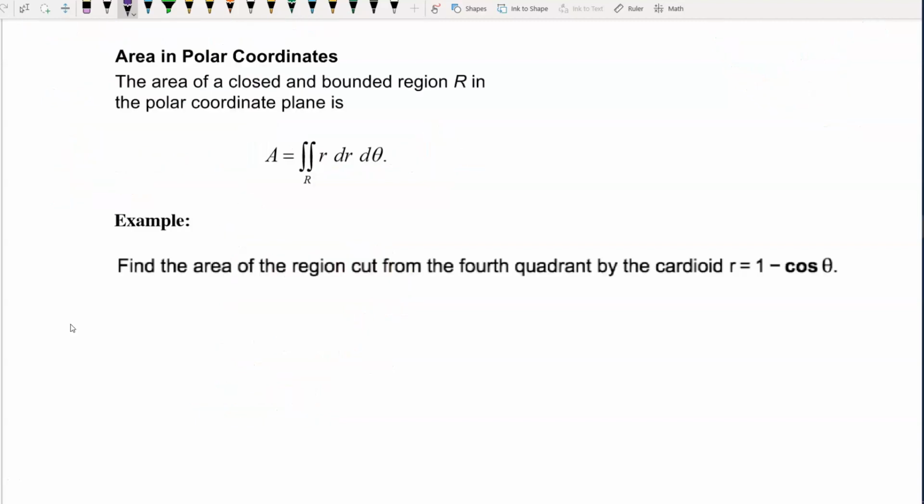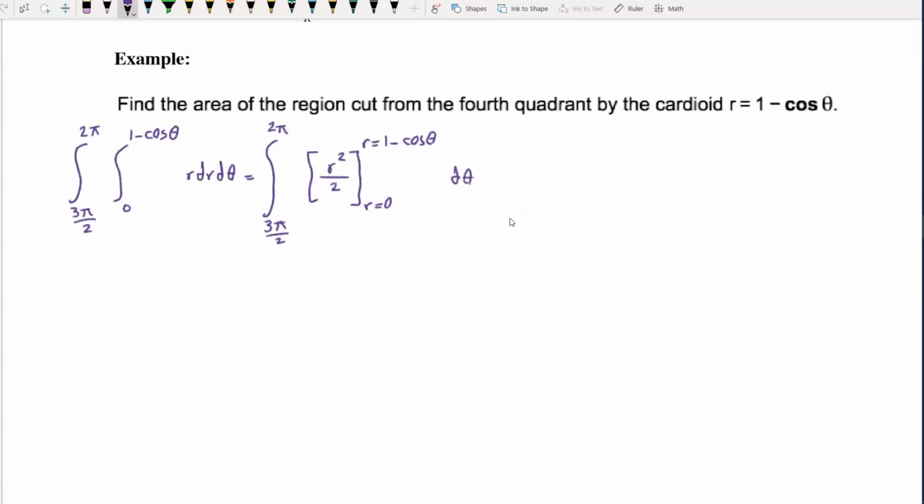Area in polar coordinates. The area of a closed and bounded region R in the polar coordinate plane is A equal to double integral over R of r dr d theta. Example, find the area of the region cut from the fourth quadrant by the cardioid r equal to 1 minus cosine theta. Based on what is given, here we have the integral. Theta is from 3 pi over 2 to 2 pi because of this fourth quadrant, and r is between 0 and 1 minus cosine theta based on what is given.